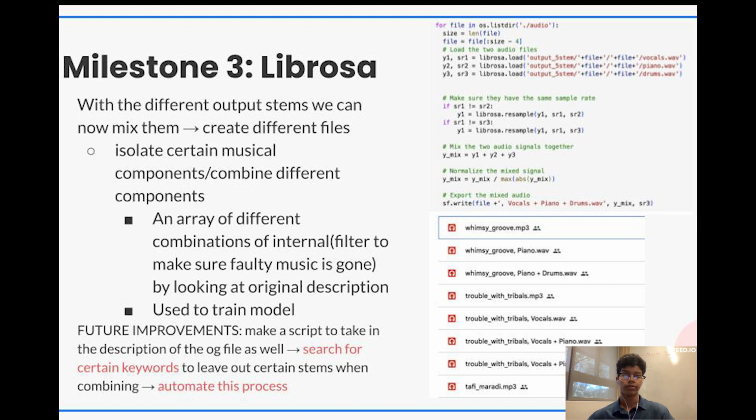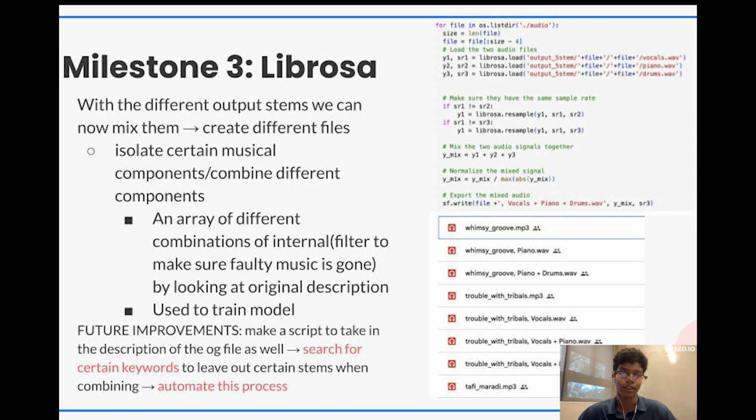Librosa, as we stated before, is a Python library that can be used to mix two different audio files together, provided they have the same sampling rate. In this project, we're using this tool to create different iterations of the original audio file by combining its stem components. As you can see on the top right in this block of code, it is combining the vocal stem, piano stem, and the drum stem to create an audio file that isolates these components from the other parts.